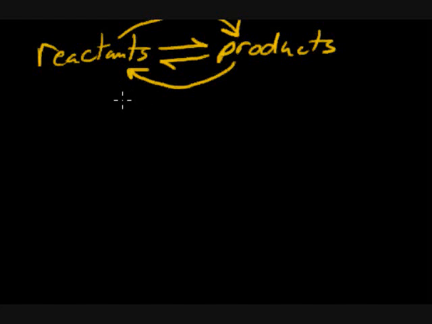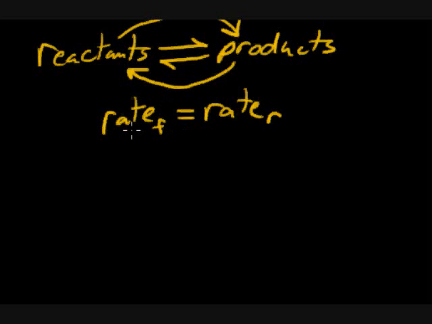And eventually, the rate at which the reactants are becoming products will equal the rate at which the products become reactants, or the rate forward from reactants to products equals the rate reverse as the products become reactants. And at this moment, when rate forward equals rate reverse, we have equilibrium.